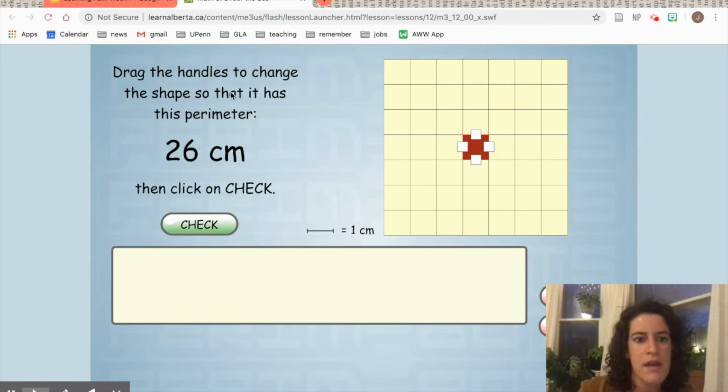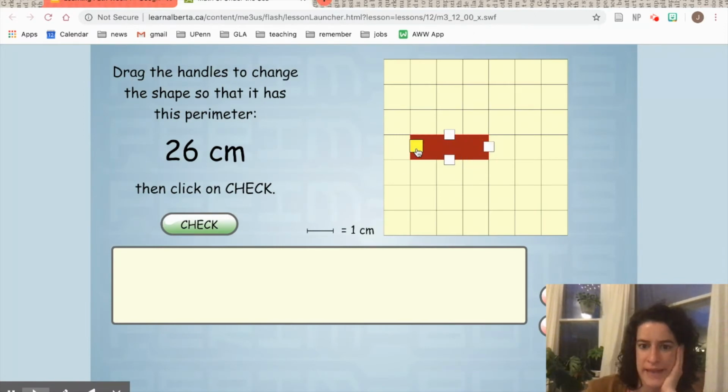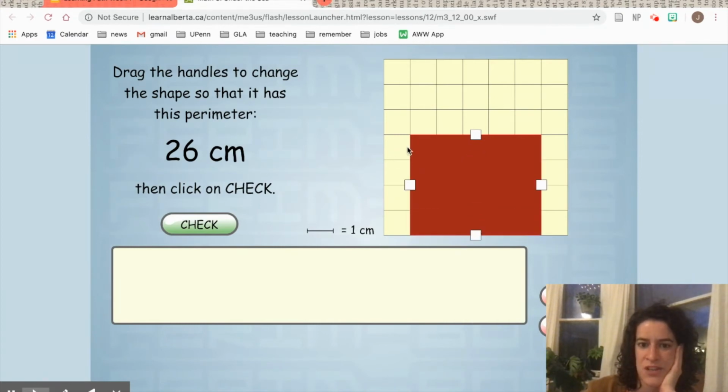Okay. Drag the handle so that it has a perimeter of 26 centimeters. Okay, that's pretty big. So let's start with just giving us like 5 on this length right here, 5 on this length at the bottom, and I'm going to make it even bigger so that it's got 4 on this side. Let's try this. 4 plus 5 is 9. Plus 4, 13, plus 5, 18, not 26.